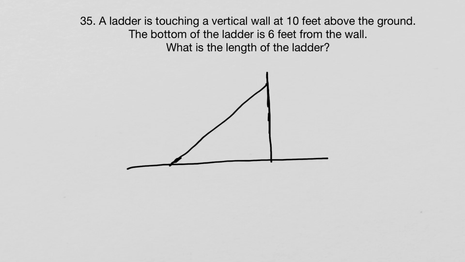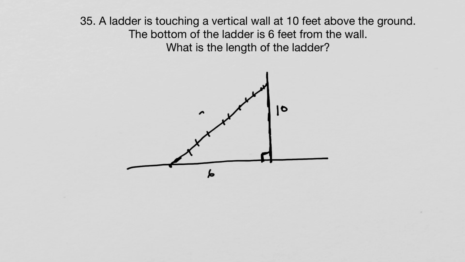Here is the vertical wall. Here is the ladder touching the wall. We know that it touches at 10 feet. Next, we know that the bottom of the ladder is 6 feet from the wall. Since the wall is vertical, it will meet the floor at 90 degrees. To find the length of the ladder, we are going to use the Pythagorean theorem.